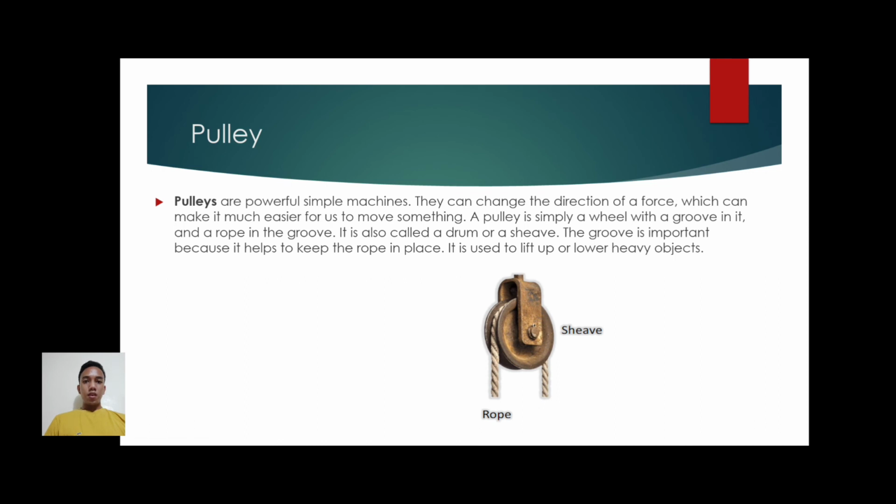Next is pulley. Pulleys are powerful machines. They can change the direction of a force, which can make it much easier for us to move something. A pulley is simply a wheel with a groove in it and a rope in the groove. It is also called a drum or a sheave. The groove is important because it helps to keep the rope in place. It is also used to lift up or lower heavy objects.